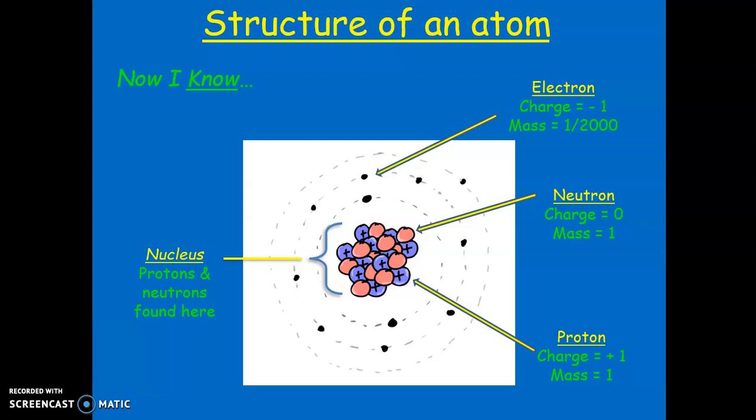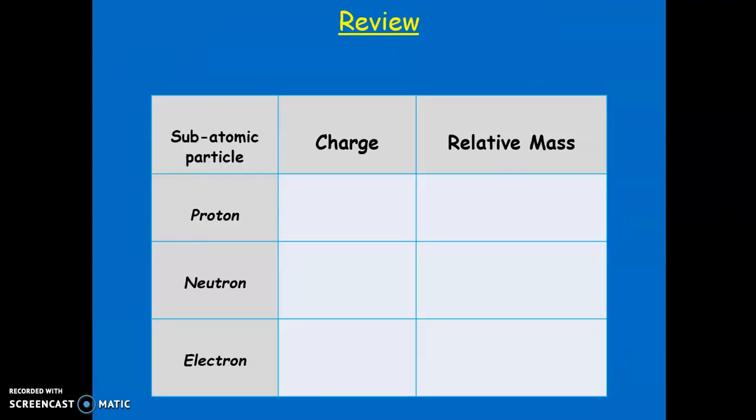Protons and neutrons in the nucleus, and electrons orbiting around the nucleus in shells. Have a go at filling in your table like this. Give yourself a good few minutes based on what we've just gone over in the previous slide. See what you can remember.